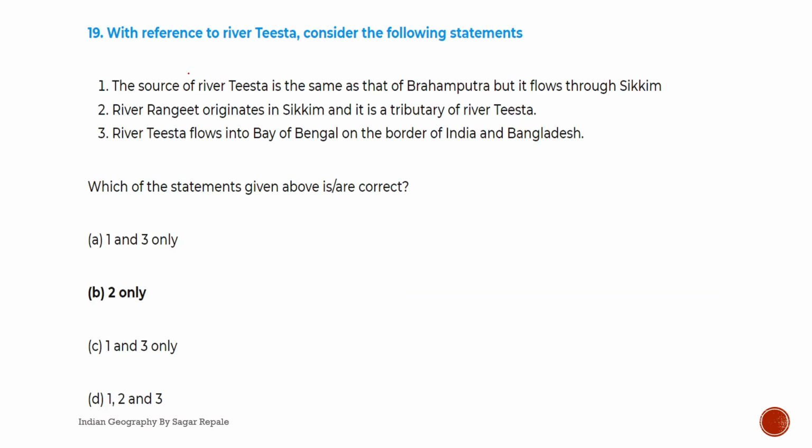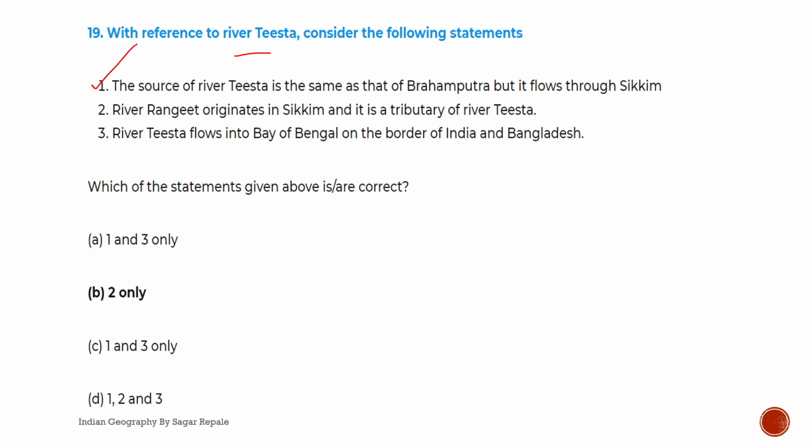Next, with reference to river Tista, consider the following statements. So there was a dispute going on that year between India and Bangladesh. So UPSC asked this question on river Tista. We have seen Tista river in the Sikkim Himalayas. Let us read the options.